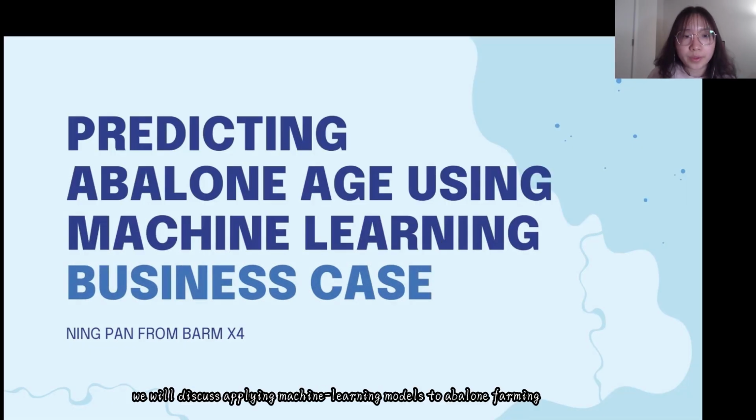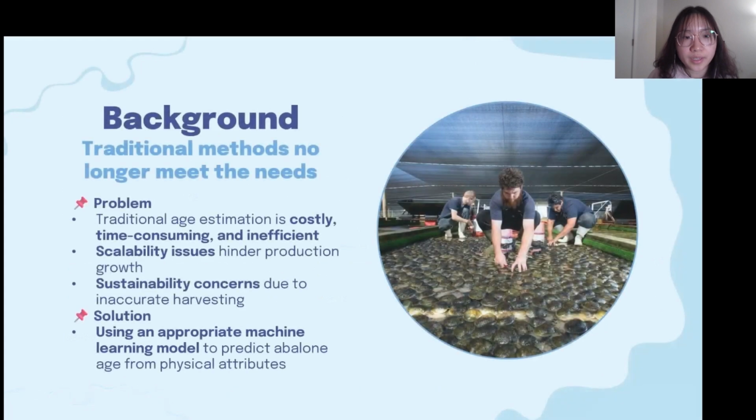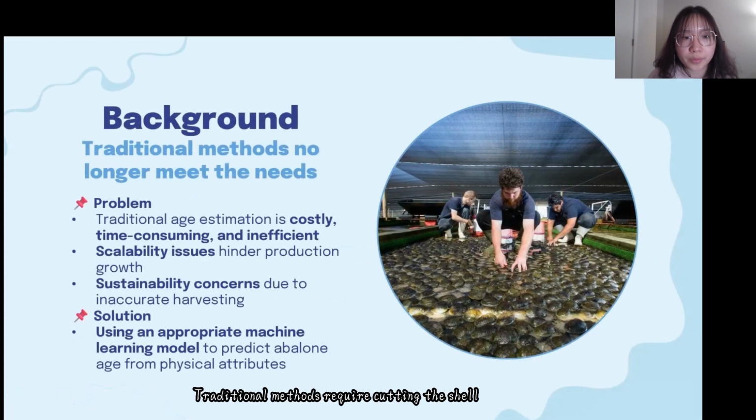Today we will discuss applying machine learning models to abalone farming. Abalone farming plays a crucial role in the seafood industry. Traditional methods require cutting the shell, staining and counting growth rings under a microscope, which limits scalability, increases operational costs, and affects sustainability efforts.